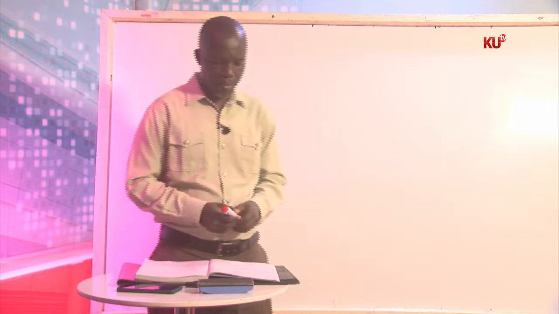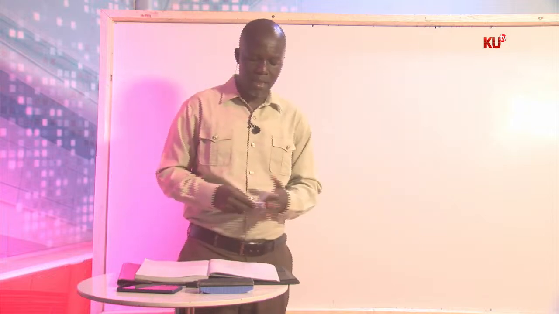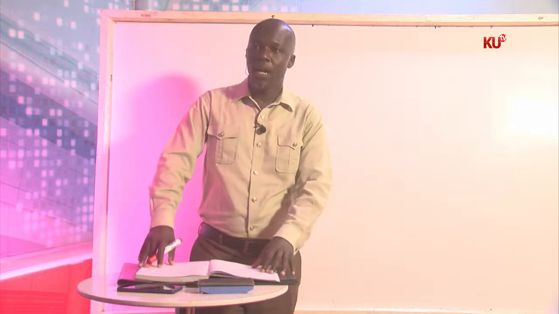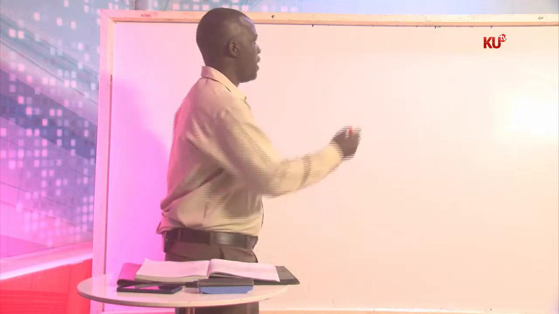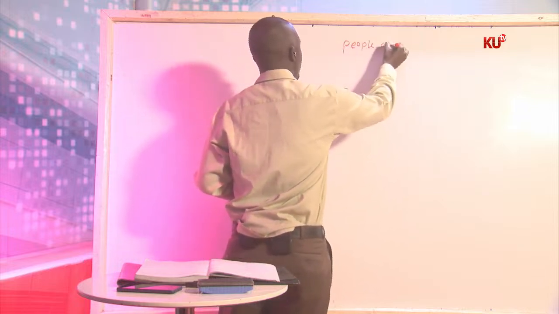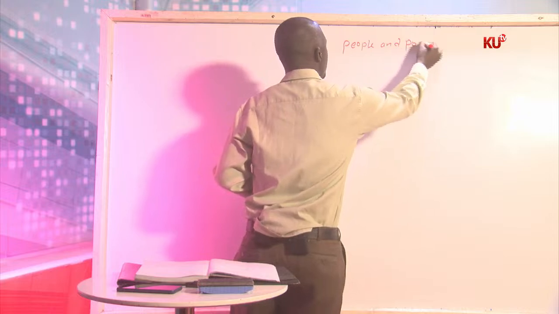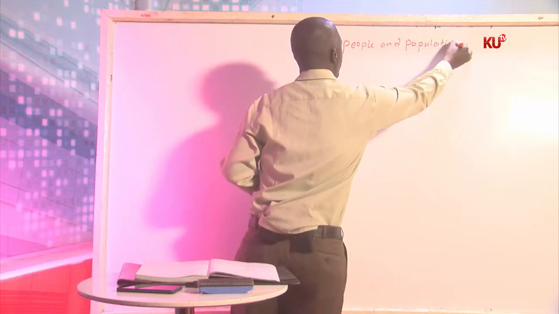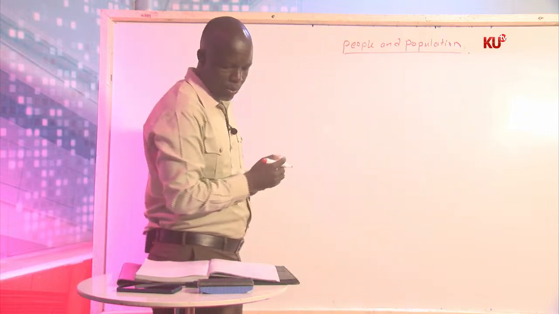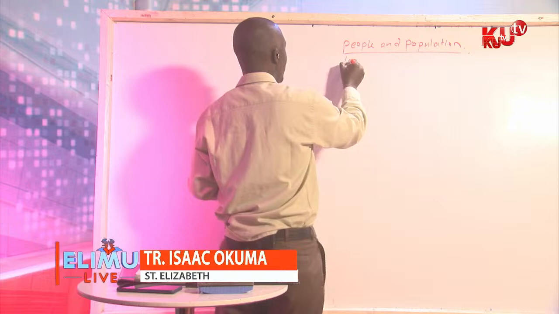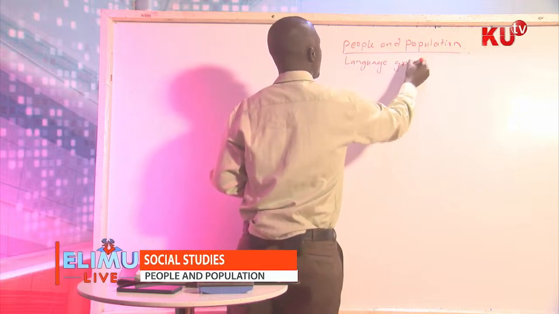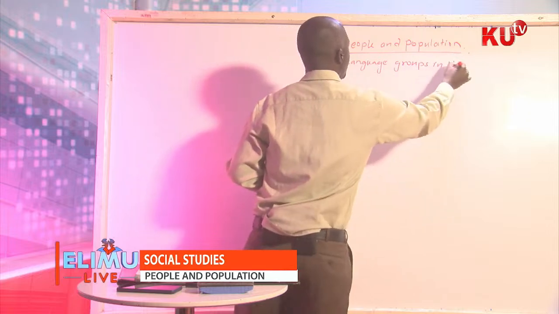I'm going to teach a topic, a strand in grade 5 social studies, that is people and population. So that's our strand for the day, people and population. The first sub-strand we are going to look at is language groups in Kenya.